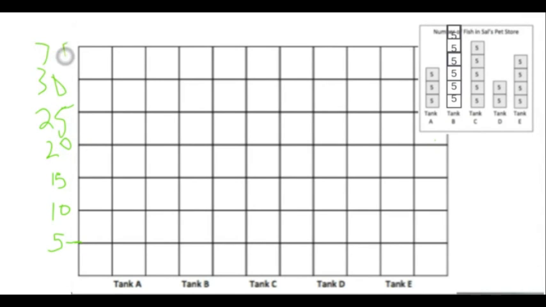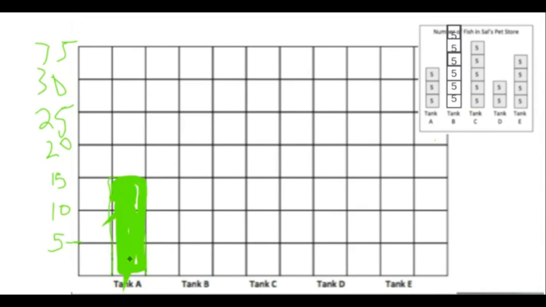And 35 at the top. Okay, so tank A, I have 5, 10, 15. That means I'm going to go up along this line right here, across at 15, and back down. So now I am showing that tank A is 15. Okay, and I'm just going to quickly color that in so you can see my bar a little bit better.